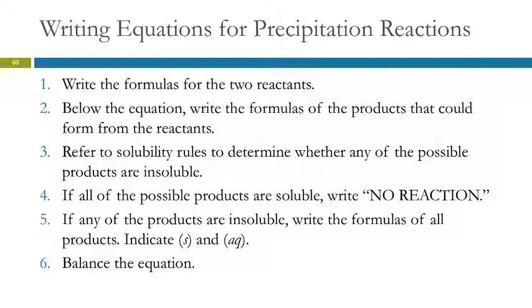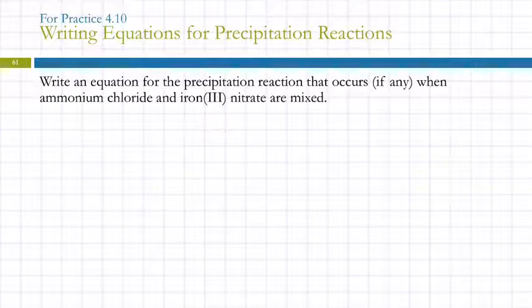If the products are insoluble, then you need to write everything out. We need to specify solid for the insoluble, aqueous for the soluble, and balance the equation. So, examples. Write an equation for the precipitation reaction that occurs, if any, when ammonium chloride and iron(III) nitrate are mixed. So this is going to give us a review of nomenclature as well.